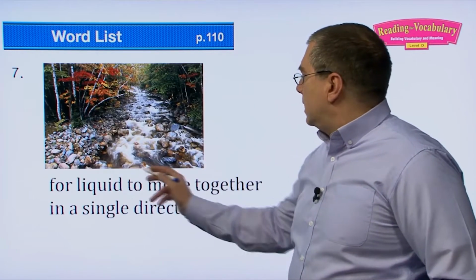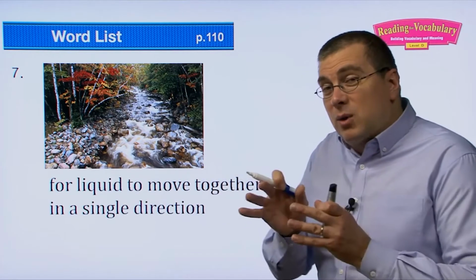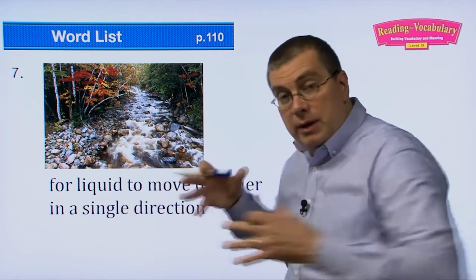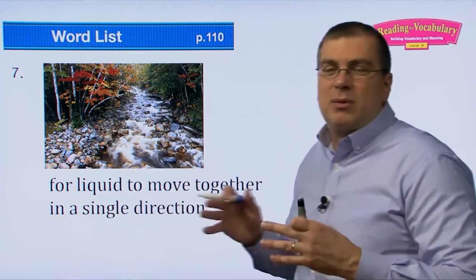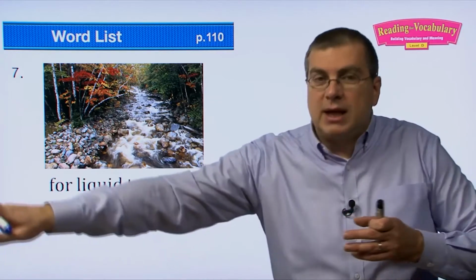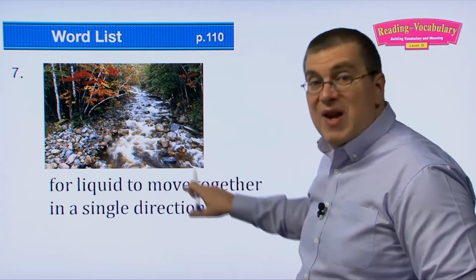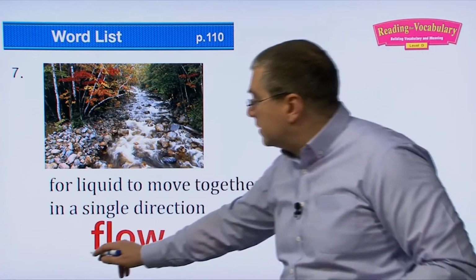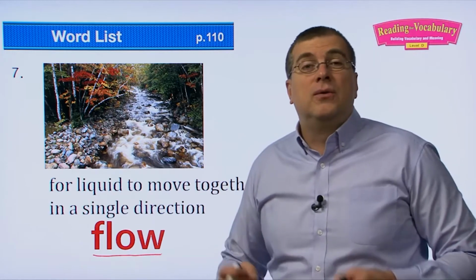Next one. For a liquid to move together in a single direction. For a liquid, any liquid, to move together, and a lot of liquid moving together in one direction. It doesn't have to be a lot. It could be a cup of water, but if you spill it, it moves in a direction. This stream, of course, is moving in a direction downhill. What is it doing? It is flowing. Flow is a verb, to flow.